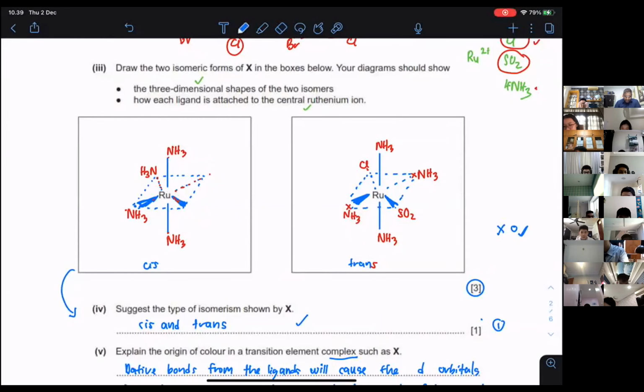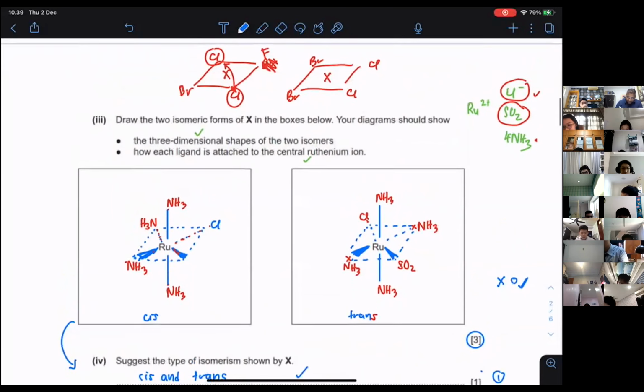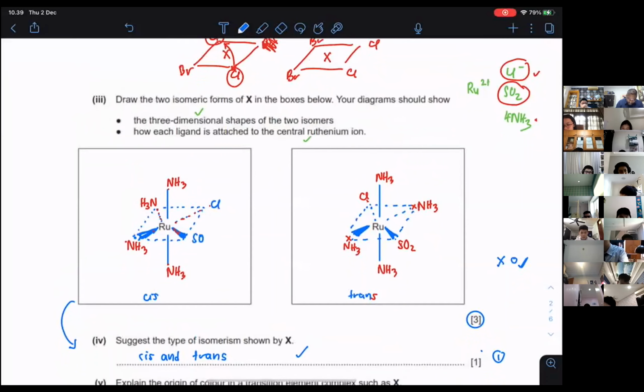Earlier I said that cis will be side by side. Then I put the Cl here, and I put the SO2 here. According to Frederick's question, he's asking, can he replace this one with ammonia, and this one with the Cl. It means that if I erase my answer, this one is ammonia, and he put the Cl over here. Is this accepted? The answer is yes.